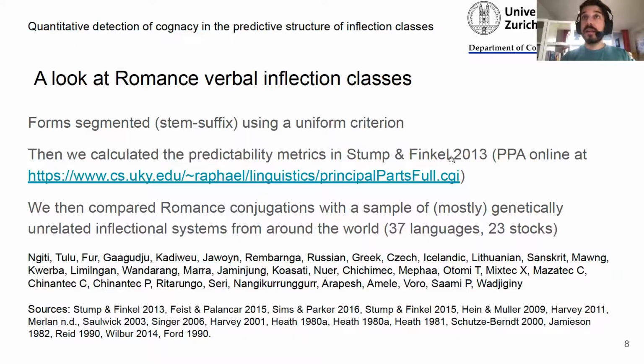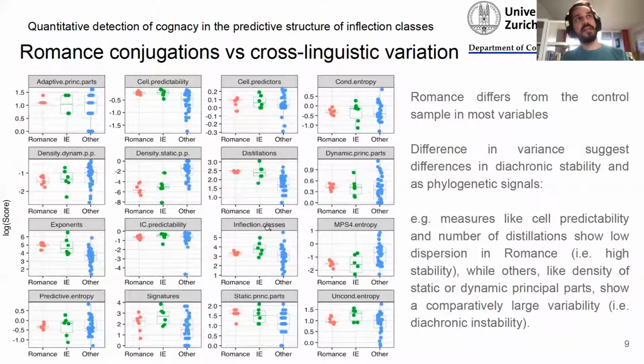We went then and calculated all these different metrics in Stump and Finkel for our Romance conjugations, and then we compared these to a sample of mostly genetically unrelated inflectional systems from around the world, 37 languages in total from 23 stocks. This is the list of languages that we used as the control sample and the sources that we used. And this is what the data look like.